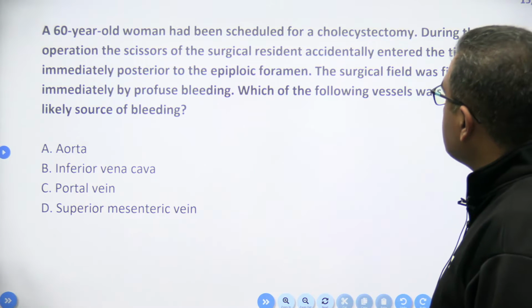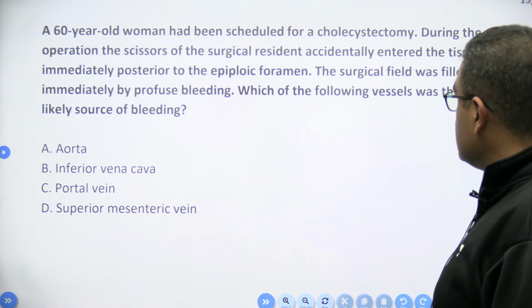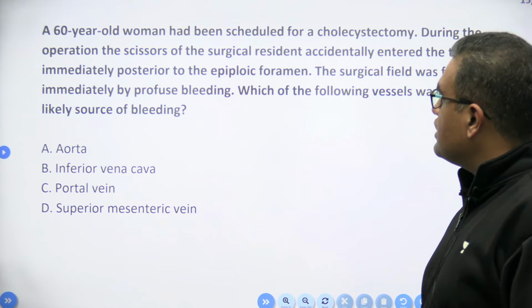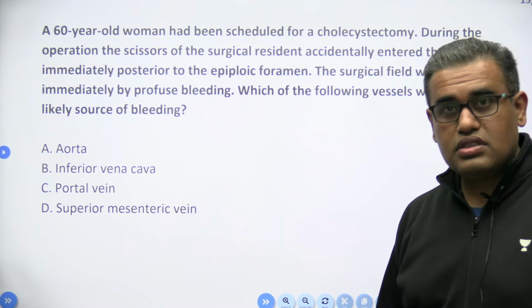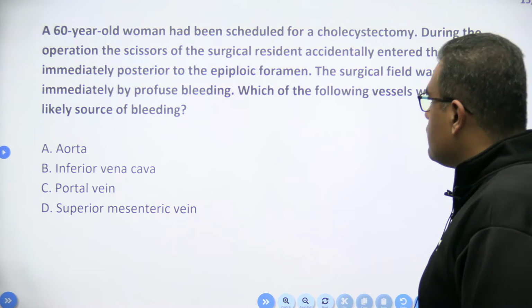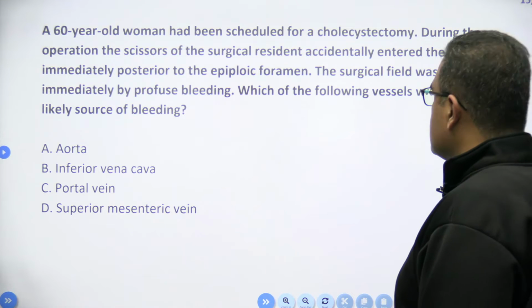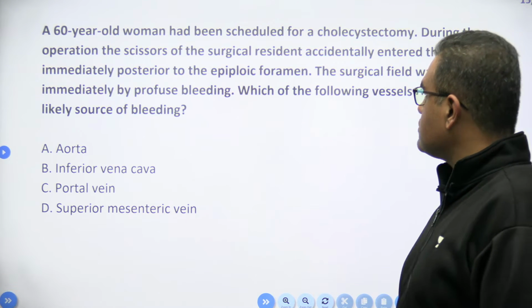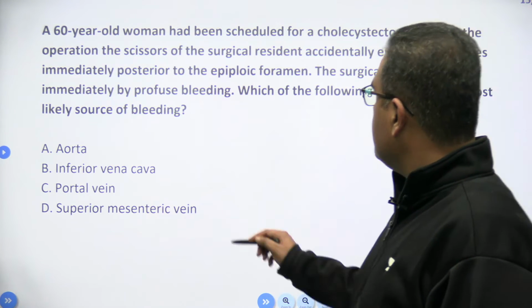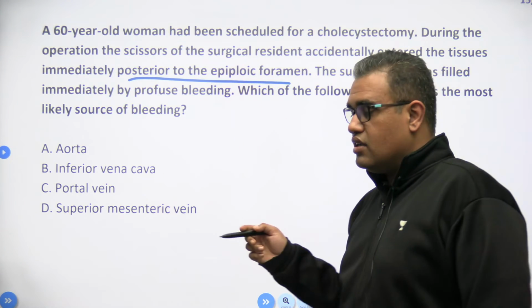A 60-year-old lady had been scheduled for a cholecystectomy. During the operation, the scissors of the surgical resident accidentally entered the tissues immediately posterior to the epiploic foramen. We are just discussing the epiploic foramen, and here comes the name. The surgical field was filled immediately by profuse bleeding. Which of the following vessels was the most likely source of bleeding? Where exactly posterior to the epiploic foramen did some bleeding occur? What is the likely source of bleeding?